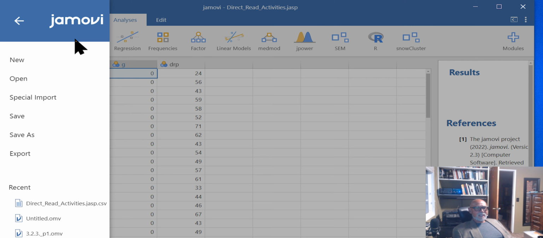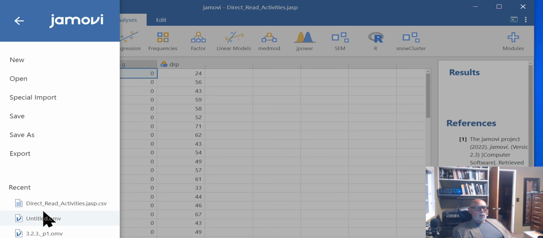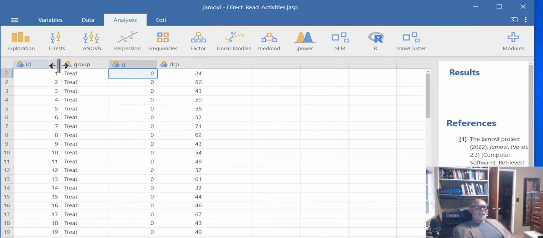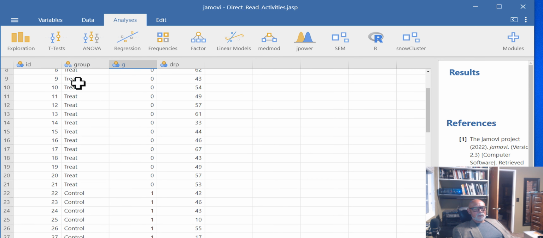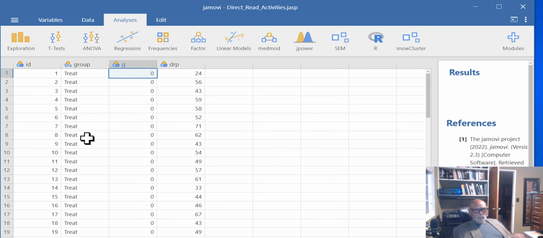And the data set that we use will be directed reading activities, and we have a group who receives tutorial treatment, support treatment in the directed reading. And then we have a directed reading progress score, that's the DRP.